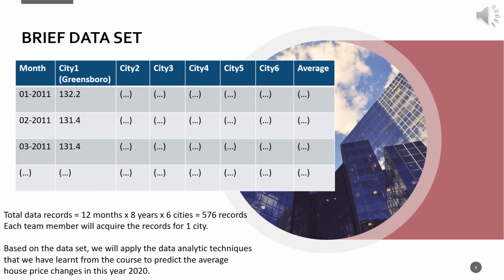Based on the data set, we will apply the data analytic techniques that we have learned from the course to predict the average house price changes in this year, 2020. The 3 forecasting techniques we will use are moving average, exponential smoothing, and regression model. Then we will compare the mean absolute error, the mean square error, and the mean absolute percentage error to select the most accurate technique for the prediction. From the selected technique, we will be able to project how average house price changes will be in this year, 2020, with the best accuracy.